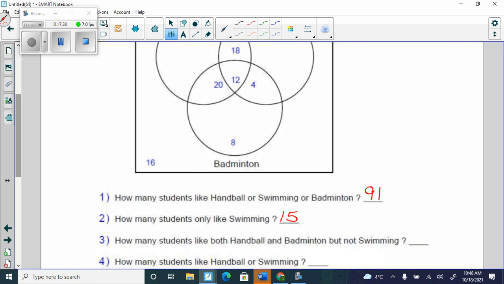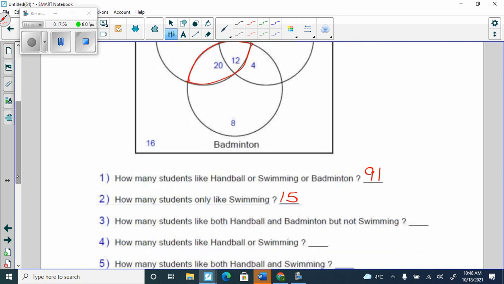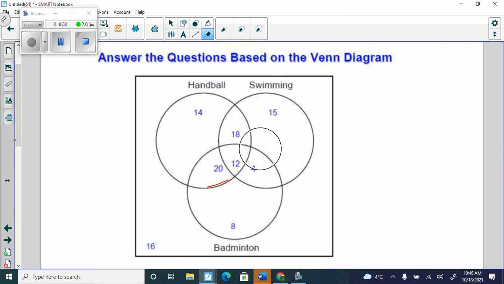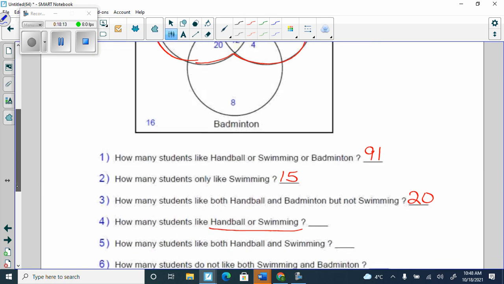For this question: how many students like both handball and badminton, but not swimming? Handball and badminton is an eyeball, correct? But not swimming. So I cover up the 12. And how many is it? 20. How many like handball or swimming? Or is what shape? The snowman. So handball or swimming snowman is this, which is technically 91 minus 8, which is 83.